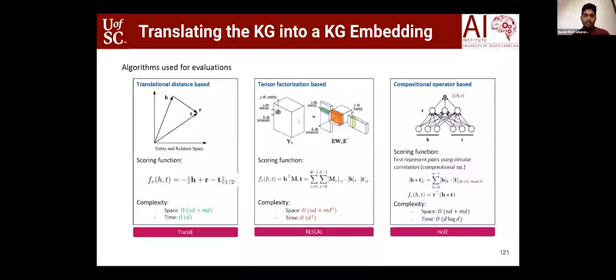Then what we looked at was the algorithms. How can we use the knowledge graph we built and translate it to embeddings? When we looked at the literature, we identified there are different classes of knowledge graph embedding algorithms. So we picked three popular algorithms. TransE, for example, is from the class of translational distance-based ones. RESCAL is from the tensor factorization-based ones. And HolE is an extension of RESCAL, which uses a compositional operator. The other thing is, since I have mentioned that we have a higher number of entities, it's really important to pick an algorithm that is scalable to a large knowledge graph.